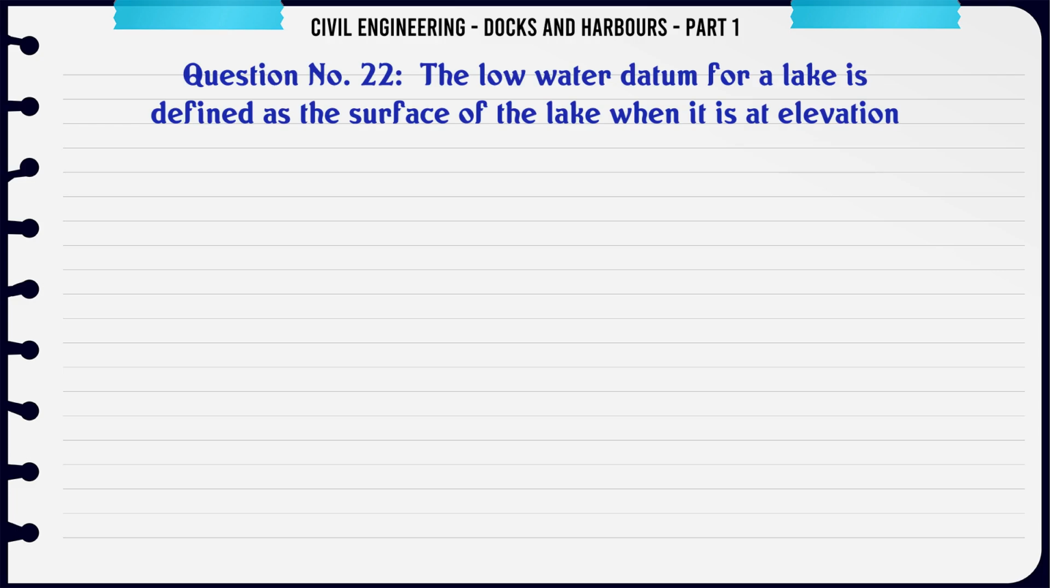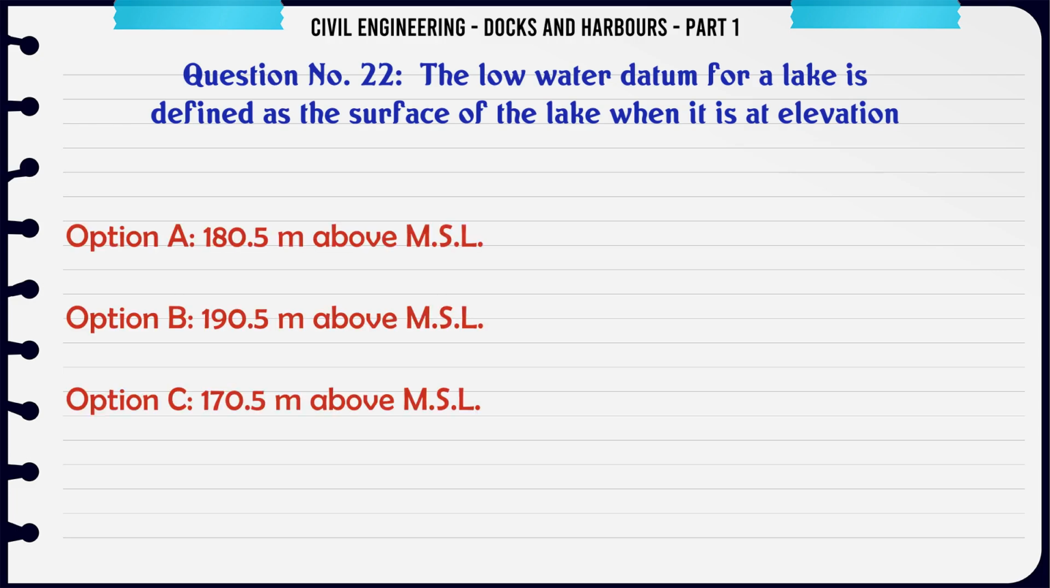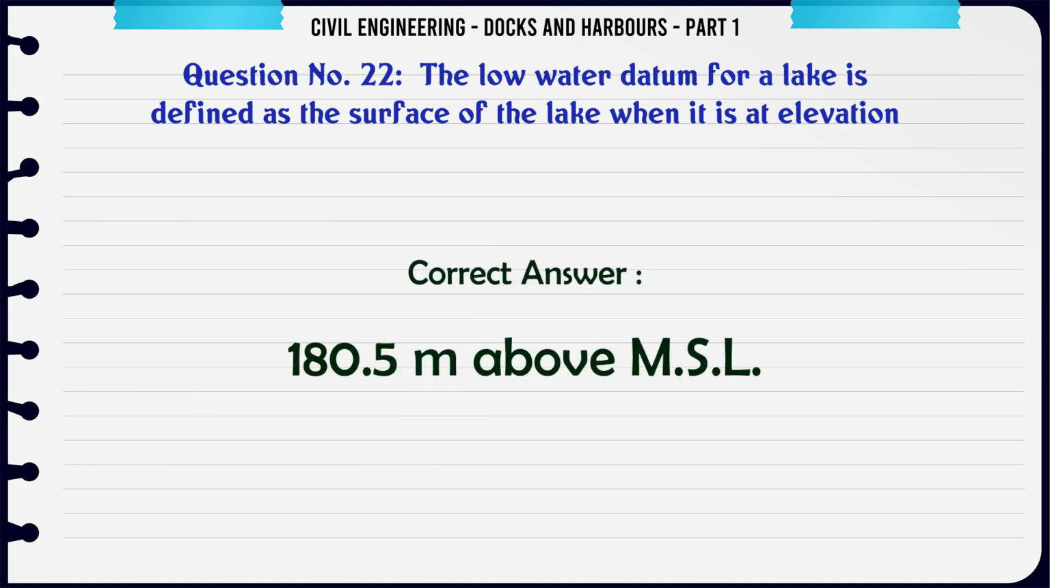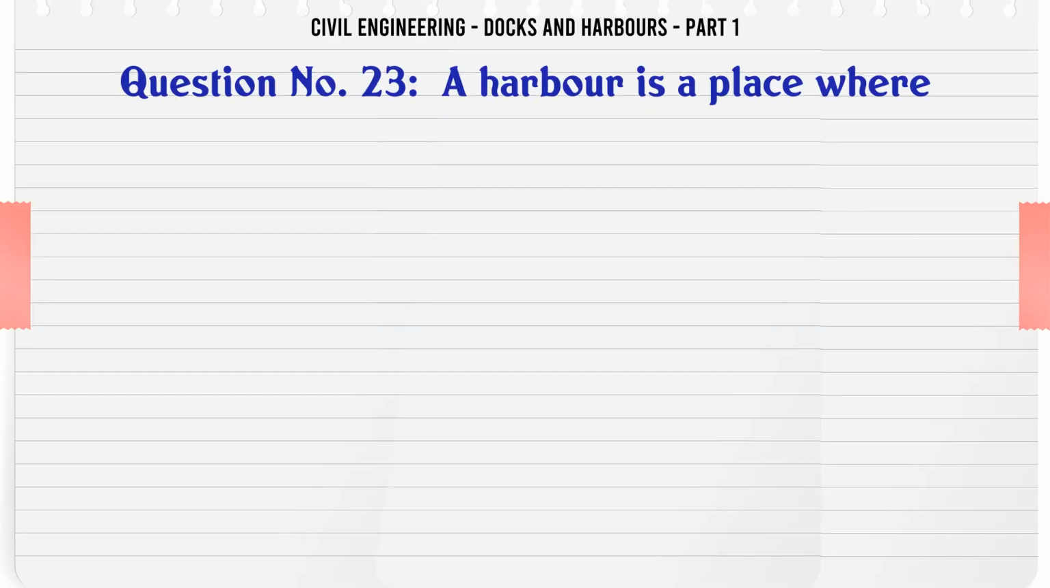The low water datum for a lake is defined as the surface of the lake when it is at elevation: A. 180.5 m above MSL, B. 190.5 m above MSL, C. 170.5 m above MSL, D. 200.0 m above MSL. The correct answer is 180.5 m above MSL.